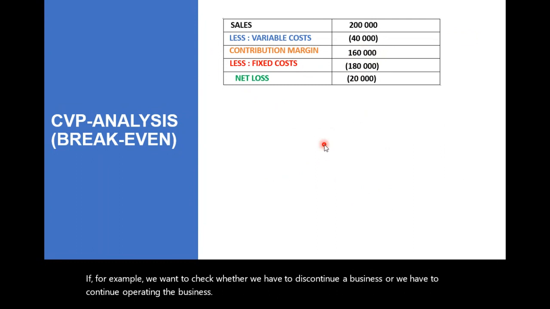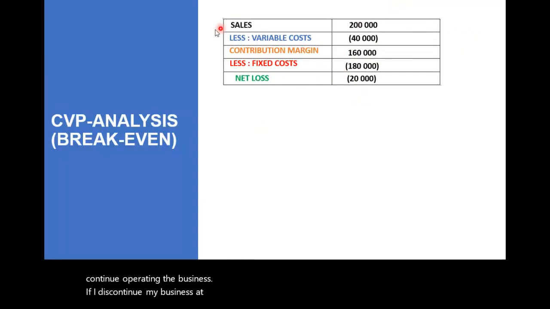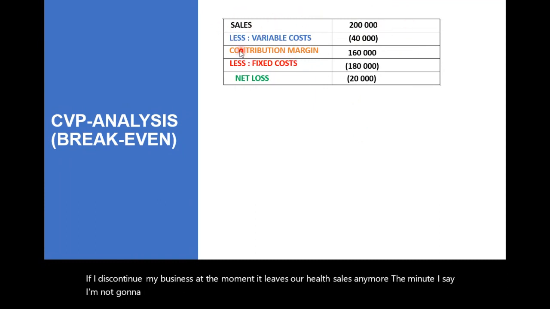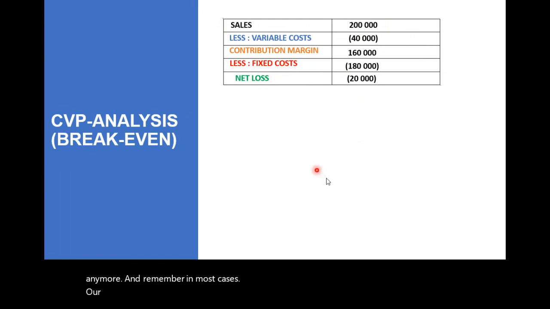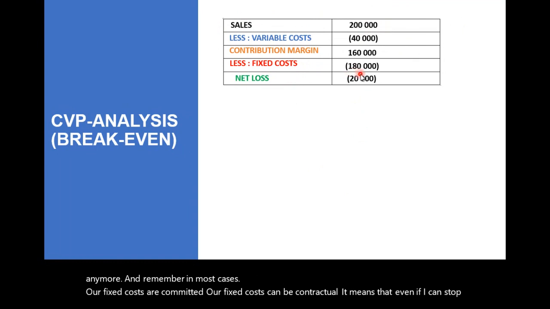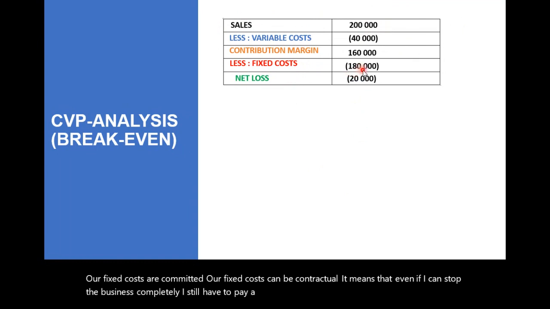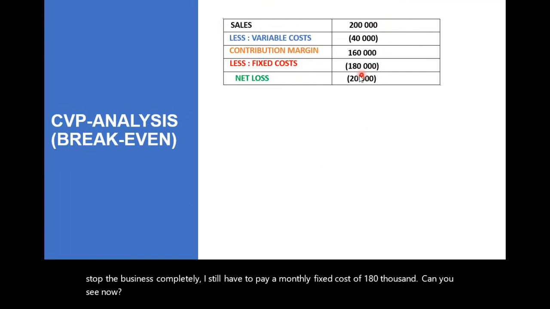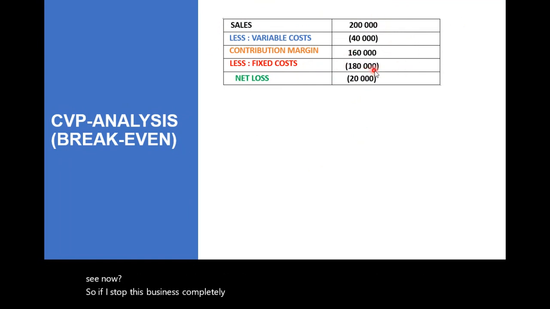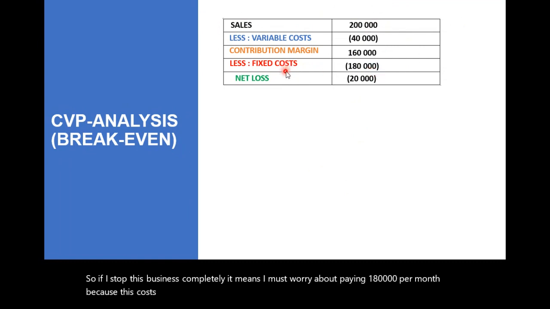For example, if I discontinue my business at the moment, it means I won't have sales anymore. The minute I say I'm not going to have sales anymore, it means I'm not going to have contribution margin anymore. And remember, in most cases, our fixed costs are committed. Our fixed costs can be contractual. It means that even if I stop the business completely, I still have to pay a monthly fixed cost of 180,000. So if I stop this business completely, I must worry about paying 180,000 per month, because irrespective of whether I'm running the business or not, this cost will remain payable.